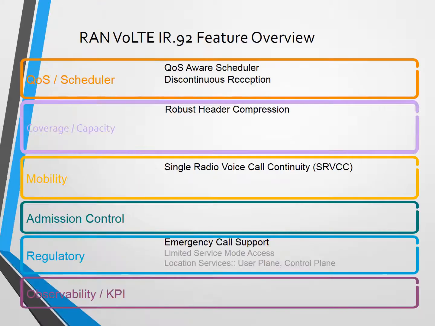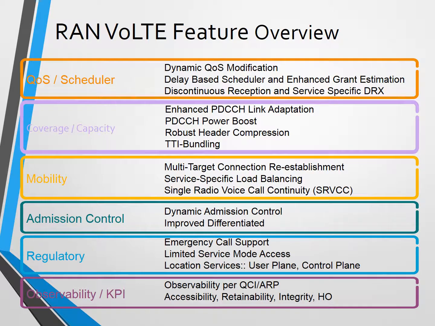Alternate feature for QoS scheduler, coverage, capacity. So these are the features we have divided into different requirements. For scheduling we have QoS aware scheduler, discontinuous reception. For coverage we have ROHC, that is robust header compression. For mobility we have single radio voice call continuity. Then for regulatory, emergency call support, and these are some features with explanation. We will cover these in detail in next sessions.